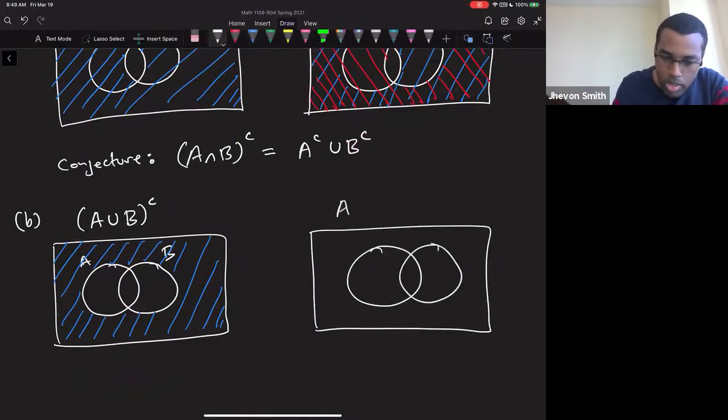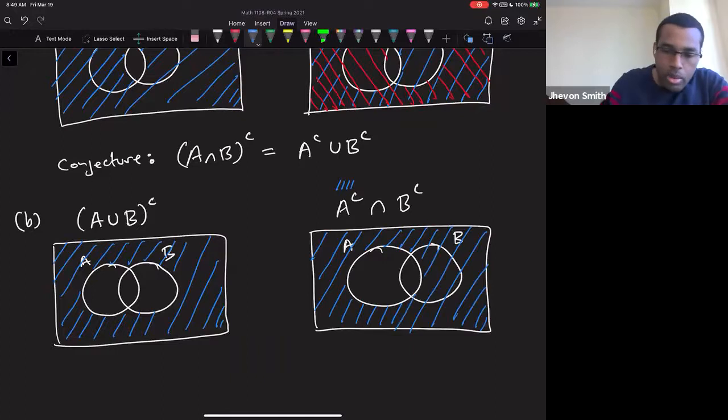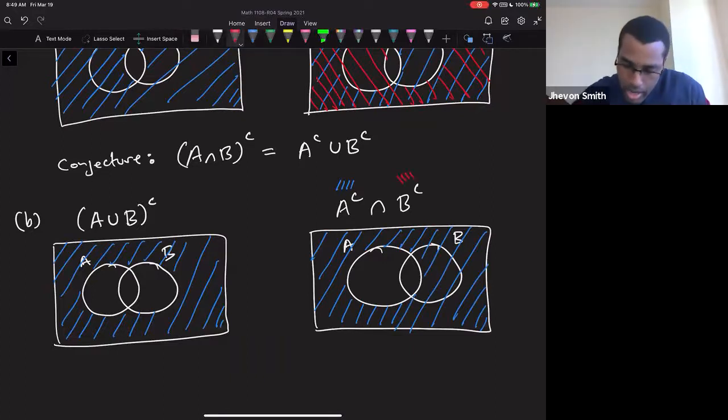On this side, I wanted to use A complement intersect B complement. So let's talk about A complement. Let's shade that first. A complement is everything outside of A. And B complement is everything outside of B.